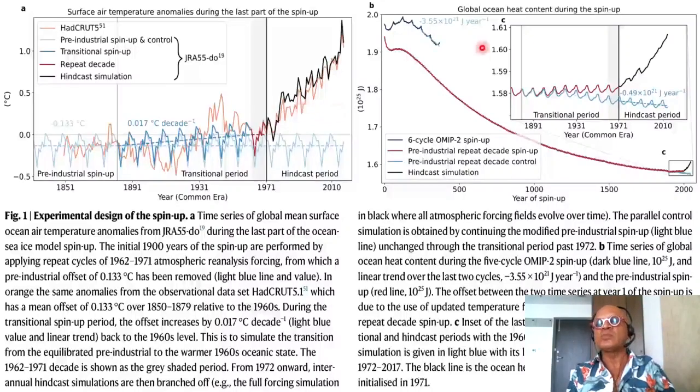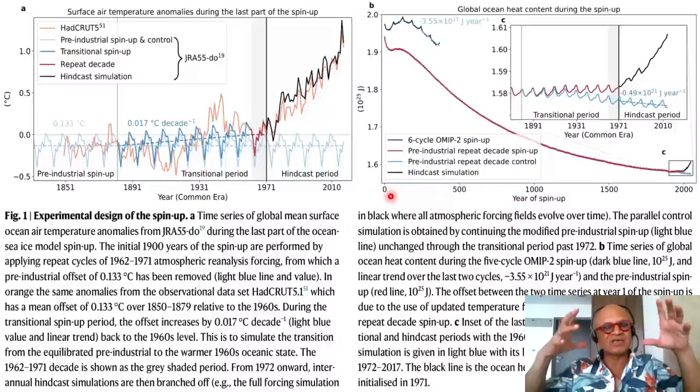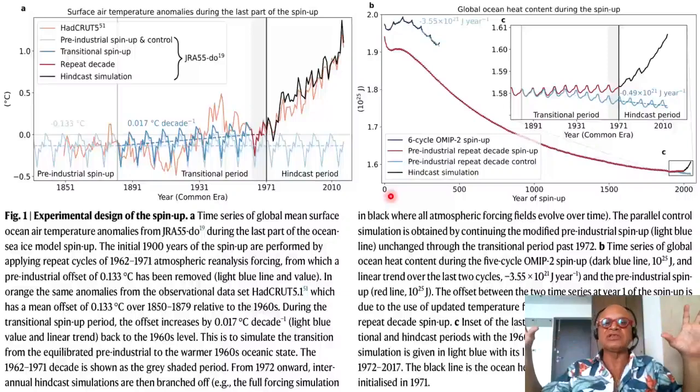And this is a global ocean heat content during the spin-up. So these are model years, not actual years. So starting with year 0 of the model, which is initialized somehow like a geostrophic balance of a climatological temperature and salinity distribution and so on. And you can see that as the model is spun up, the pre-industrial repeat decadal spin-up has a spin down in the heat content in 10 to the 25 joules.